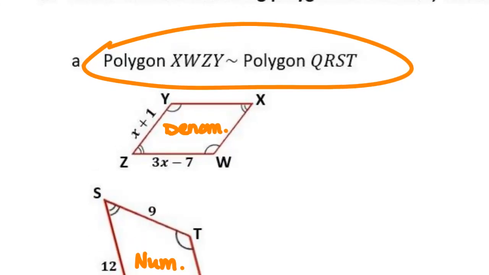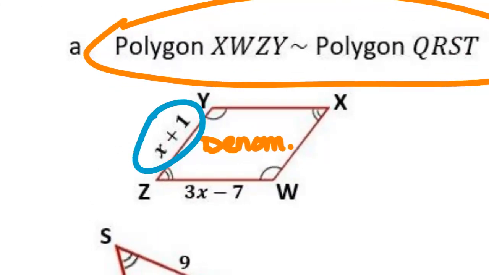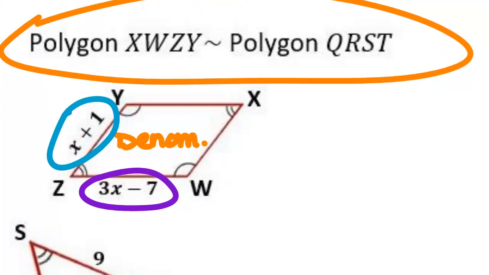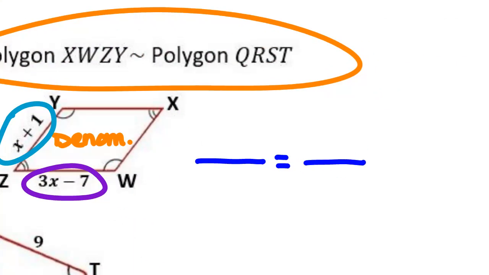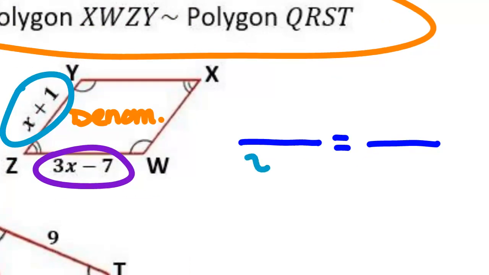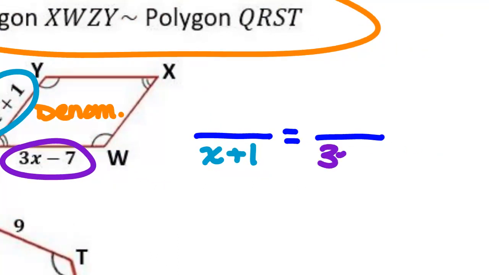We've got x's in 2 different spots. There's an x right here, and there's an x down here. I don't know what the scale factor is, but I know these triangles are similar, so that means these proportions, these fractions, are going to be equal to each other. We said these were going to go in our denominators. So I'm going to need x plus 1 in one denominator, and I'm going to need 3x minus 7 in the other denominator.